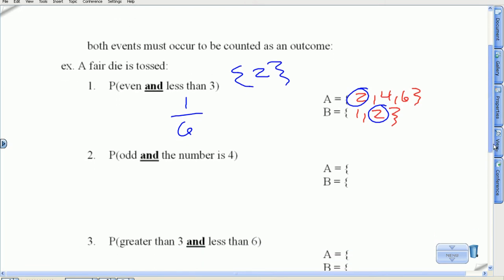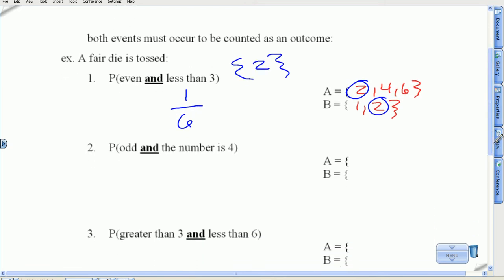For number 2, an odd number and the number is 4. Well, odds. What are the odds? 1, 3, and 5. The number is 4. Well, that's not very hard to figure out. There's only one outcome where that's the case. It's the number 4 itself.